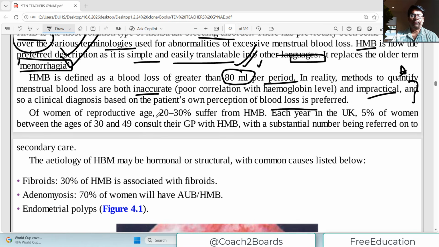Of the women in reproductive age, 20 to 30% suffer from HMB. So this is very common. आप जरा देखिए ना, 20 to 30. हर 10 में से 2 या 3 लोग जो हैं उनको heavy menstrual bleed होगा. Each year in the UK, 5% of the women between 30 and 49 consult their GPs for HMB. So this is very common here.